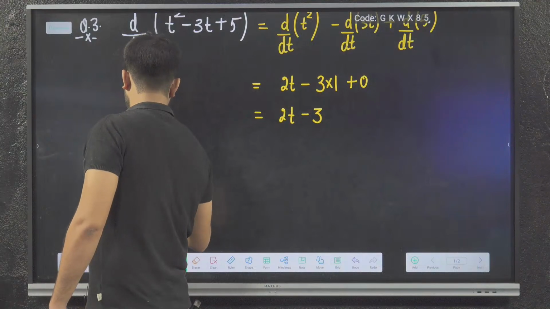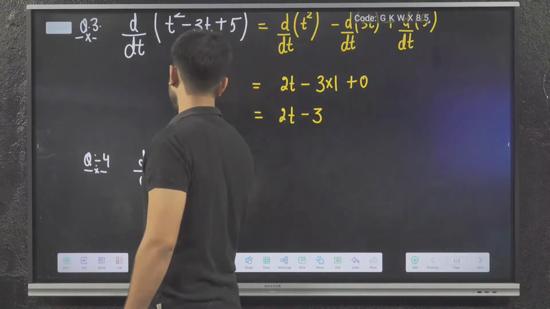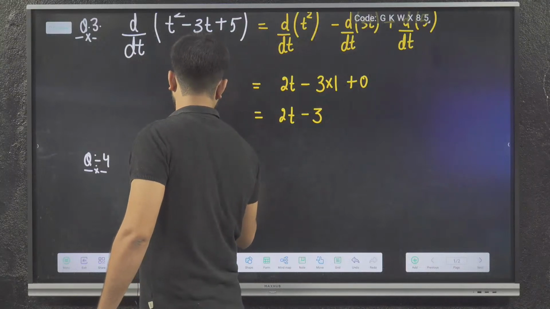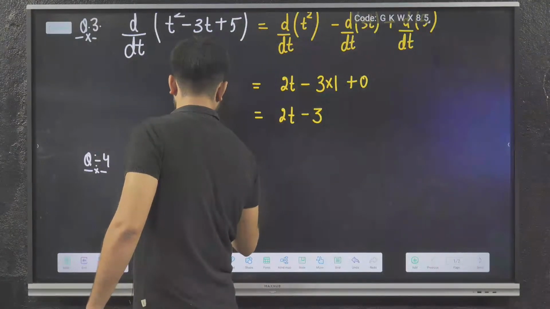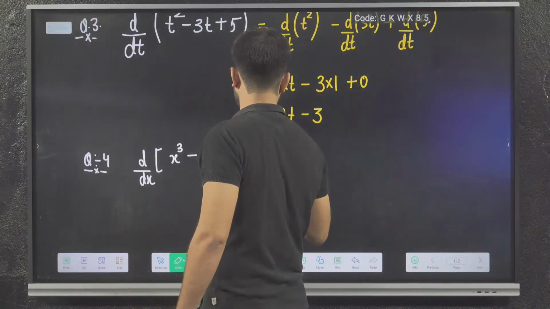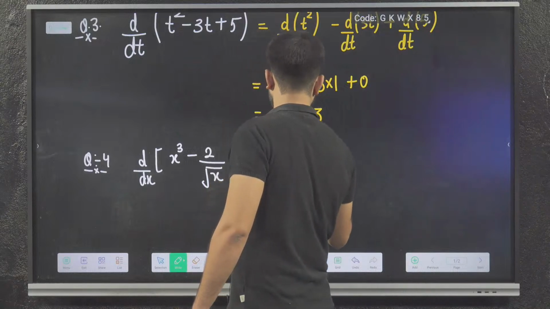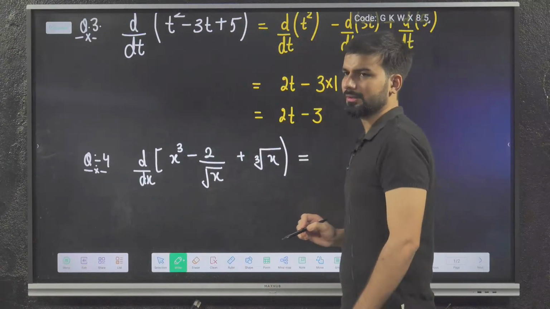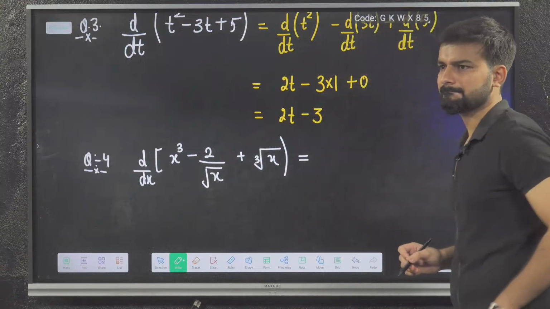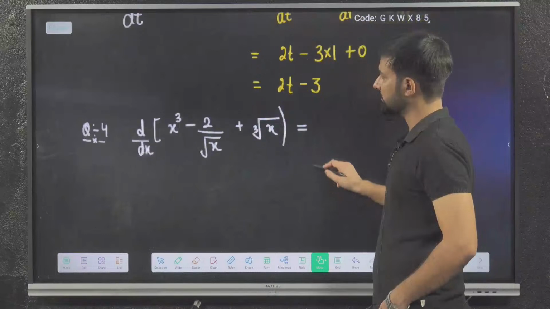Next question you are having like this: d by dx of x cube minus 2 by root x plus cube root of x. Let's see whether you guys will be able to answer or not. Tell me, beta, what will be this question's answer?